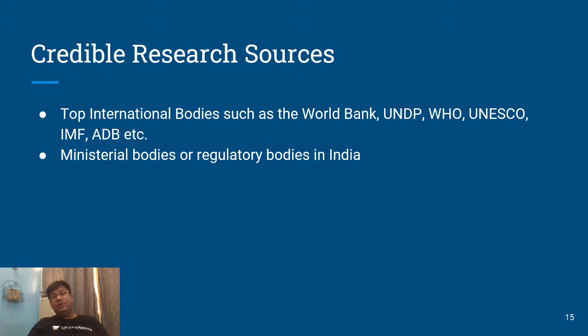Ministerial bodies or regulatory bodies in India. Ministerial bodies means if the Ministry of Finance has said something relevant to that field. Obviously, the Ministry of Finance will not talk about Swachh Bharat Abhiyan, but the Ministry of Finance could talk about, let's say, digitization in money. You know how much of the payments have now become digital, or let's say the Ministry of Jal Shakti might talk about drinking water availability in the country. The Ministry of Environment and Forest could talk about the tiger census. So we always need a specific ministry for that.